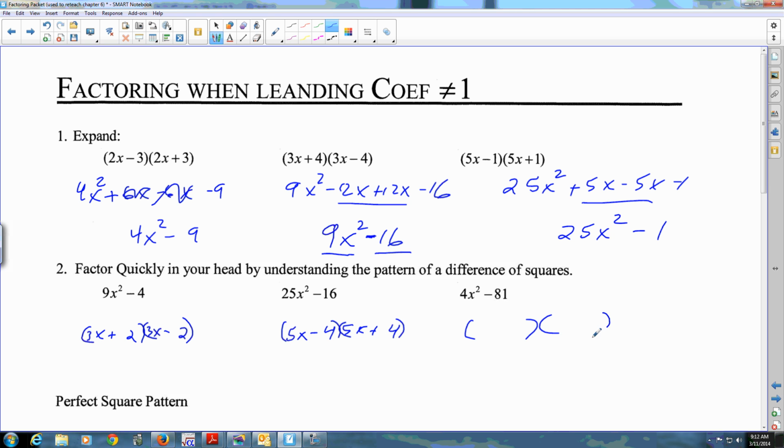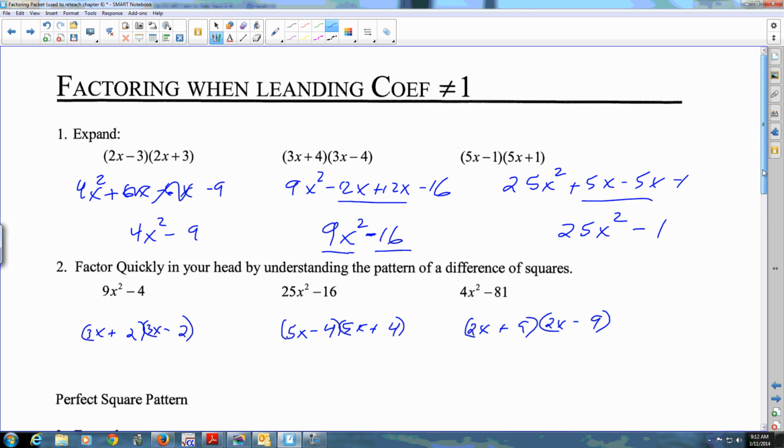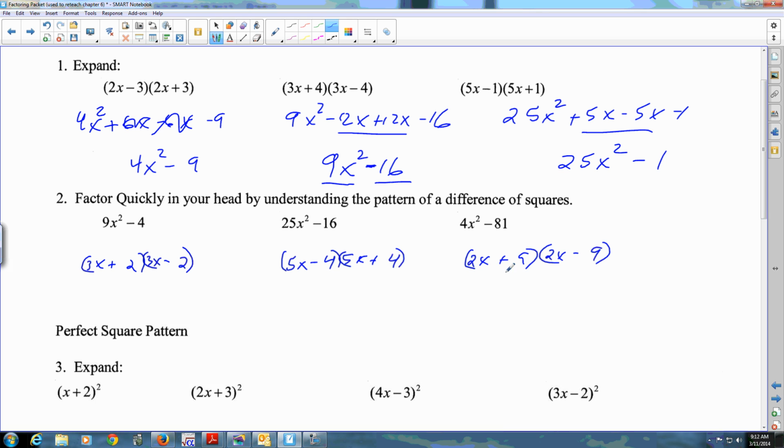Again, do you know your times tables? Do you know how to square root things? 2x, 2x, 9, 9. One's a plus, one's a minus. Now that's the difference of squares pattern. And you ask, well, where's the middle? Well, the middle falls out, remember? 4x squared minus 18x plus 18x. The middle cancels out. Every single time you have this pattern, the middle's going to cancel out.